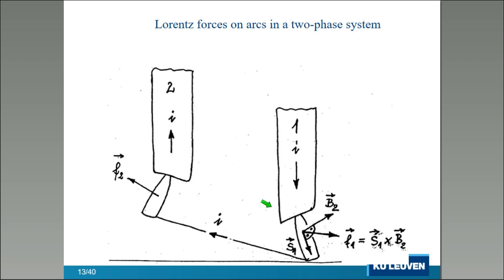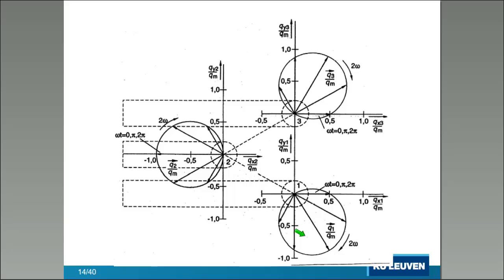The arc makes a movement, and it's easy to understand why. I have here a 2-phase system to simplify the explanation. Here one electrode, here a second electrode. It's clear that the arc of this first electrode is in the magnetic field created by the current in the second electrode. We have current and we have magnetic field. That means we have a Lorentz force that makes the arc move around. In which way? Well, this can be calculated analytically.